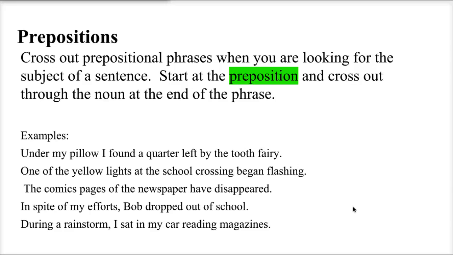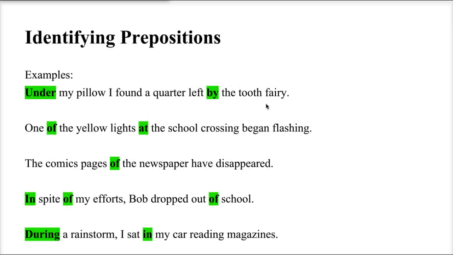And what you're going to want to do is be able to identify those prepositions, and you want to cross out the prepositional phrases in sentences when you are looking for the subject of a sentence. So you would start at the preposition and you would cross out through the noun at the end of the phrase. So we've got five sample sentences for you here that we're going to look for these prepositional phrases within. Doing this is going to help you be more successful in finding the correct subject and verb of a sentence.